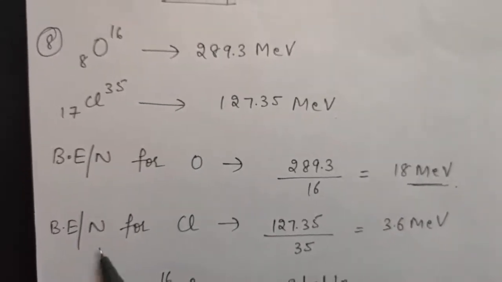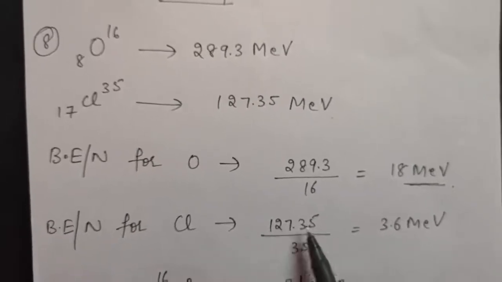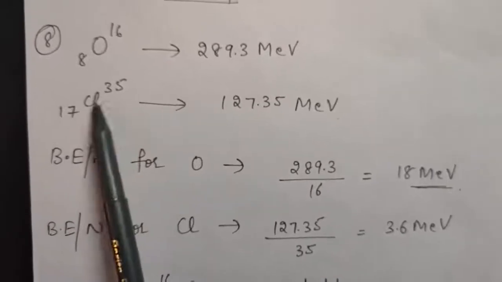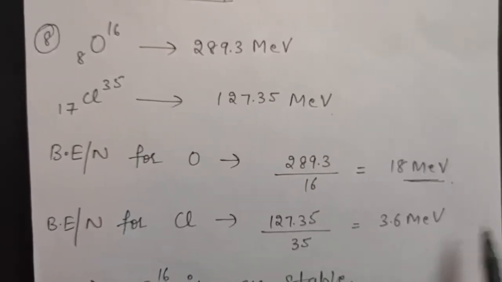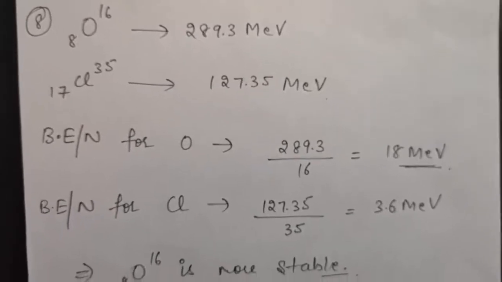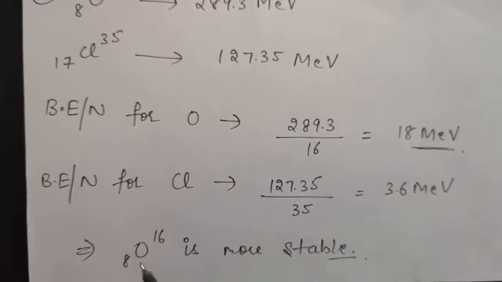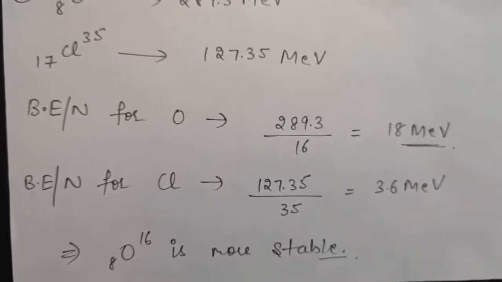Similarly, binding energy per nucleon for chlorine will be 127.35 upon 35, because it has 35 number of nucleons. So it will give you 3.6 mega electron volt. So now as you can clearly see, this value is high, so that means oxygen is more stable as compared to chlorine.